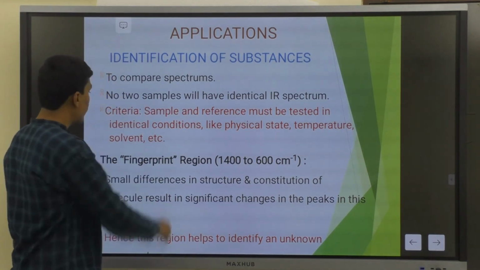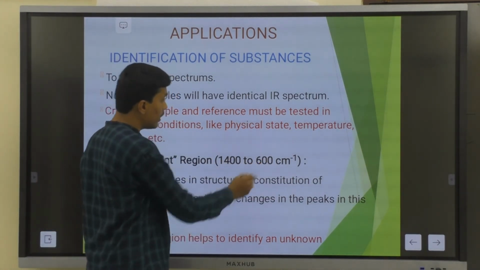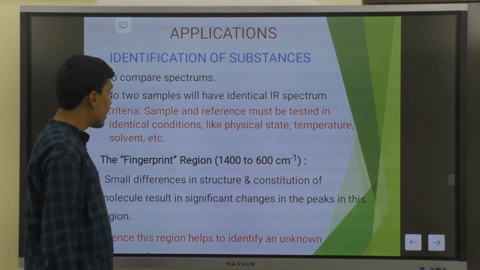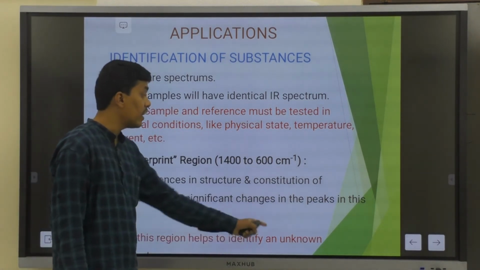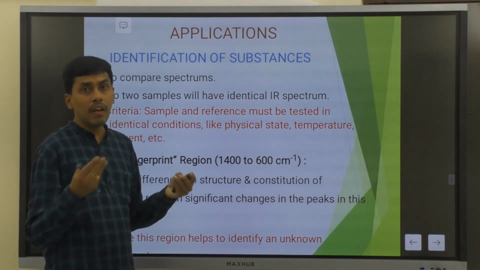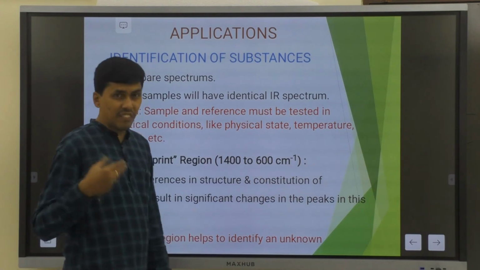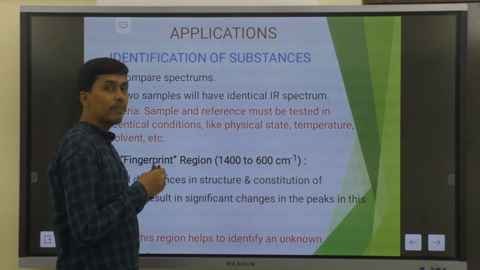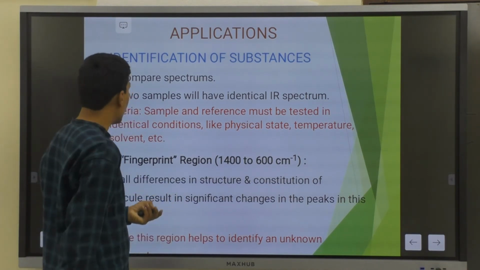If the sample is the same, you can get the same spectrum. The fingerprint region is from 1400 to 600 centimeter inverse. Small differences in structure and constitution of the molecule result in significant changes in the peaks in this region. Hence, this region helps to identify an unknown compound. Small differences means structural isomers or positional isomers. Structurally close molecules can easily be distinguished in the fingerprint region, since every spectrum is unique for each compound.